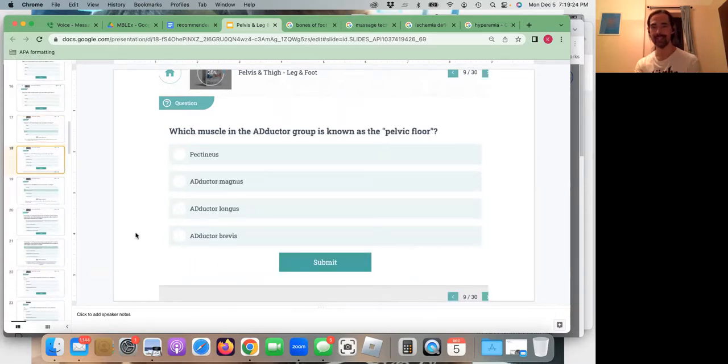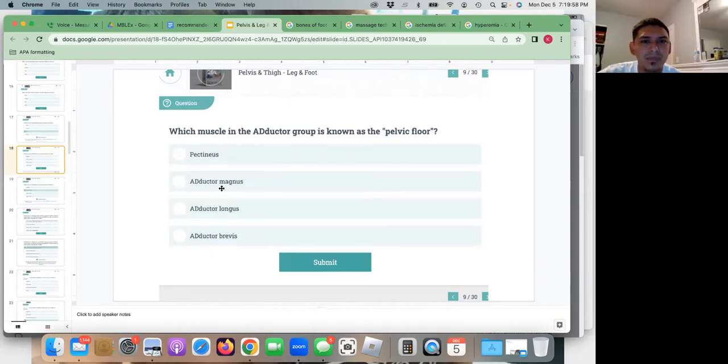Which muscle in the adductor? Please say adductor. Let me hear you say adductor. Which muscle in the adductor group is known as the pelvic floor? Wow, this was a surprise to me last time I saw this, and we're definitely going to take a look at all the muscles in that area in a moment. Is it the pectineus, the adductor magnus, the adductor longus, or the adductor brevis? Just take a guess. Anybody?